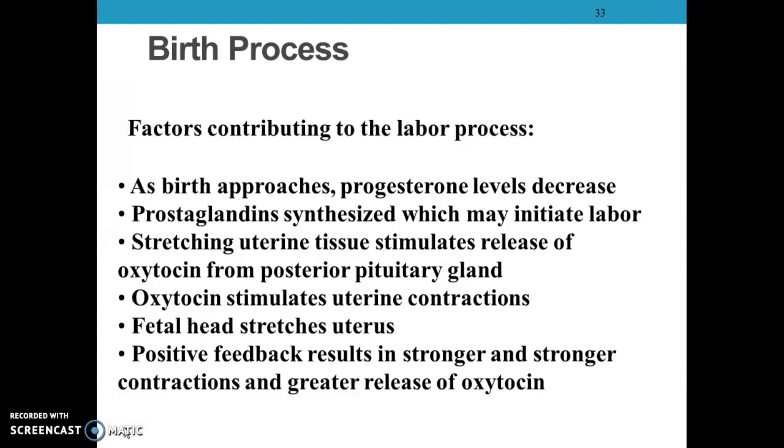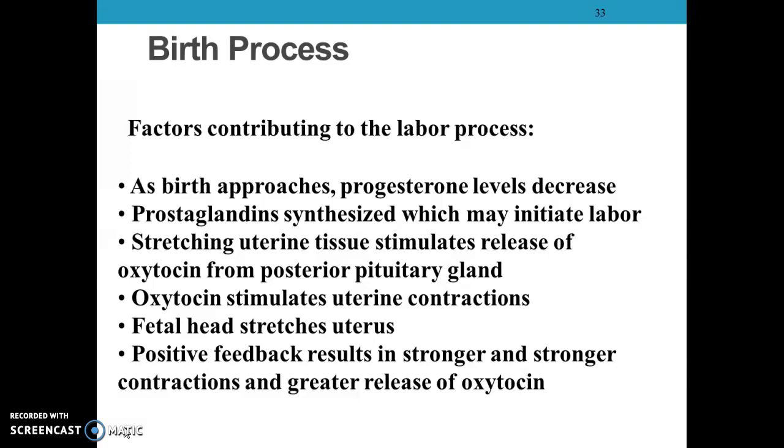Stretching the uterine tissue stimulates the release of oxytocin from the posterior pituitary. So remember, that was one of our hormones in the endocrine system, was oxytocin. So released from the posterior pituitary. And oxytocin, its function as a hormone is to stimulate uterine contraction. So it's going to cause the uterus to start contracting.